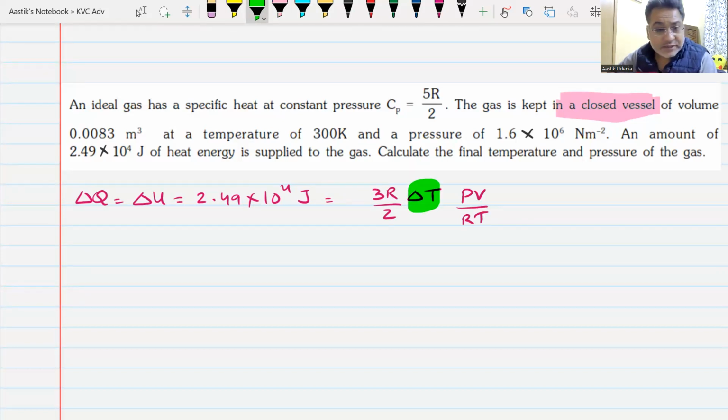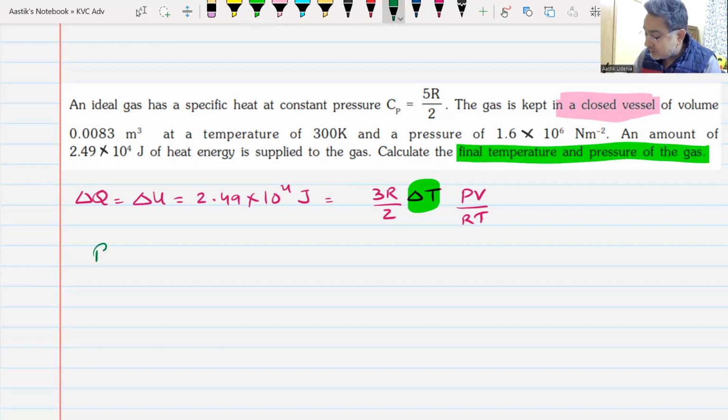Once you get the change in temperature, T1 plus the change gives you the final temperature. And you know that this is an isochoric process, so when you get the final temperature, P1 by T1 will be equal to P2 by T2. These types of questions do not come with so much calculation. Even if there are calculations, they will give them in the simplest possible form. So that is what we need to understand. Everyone got this? Yes, sir.